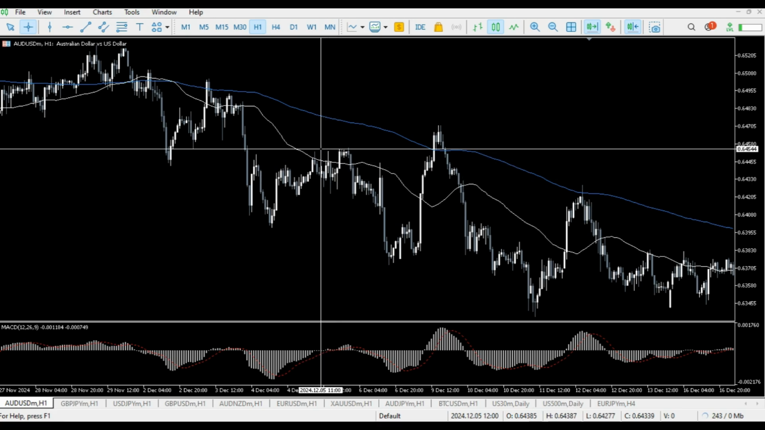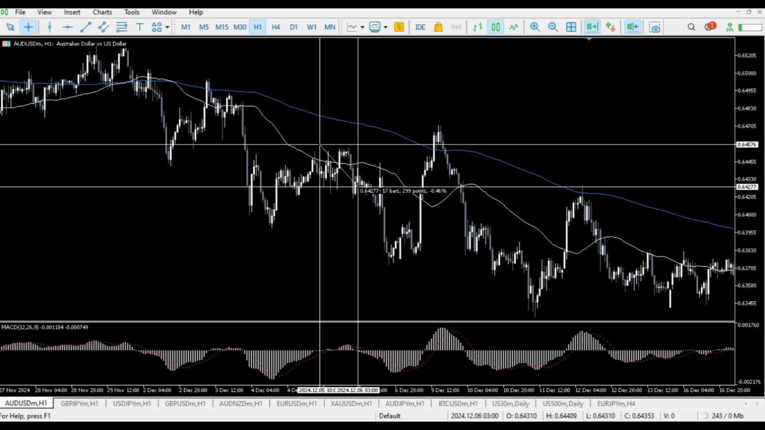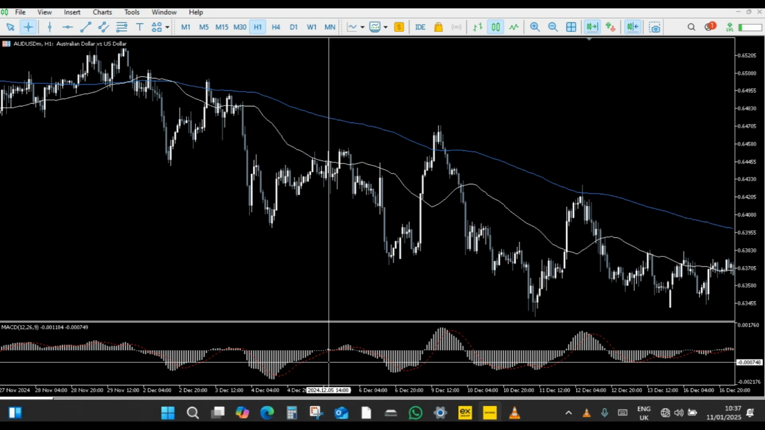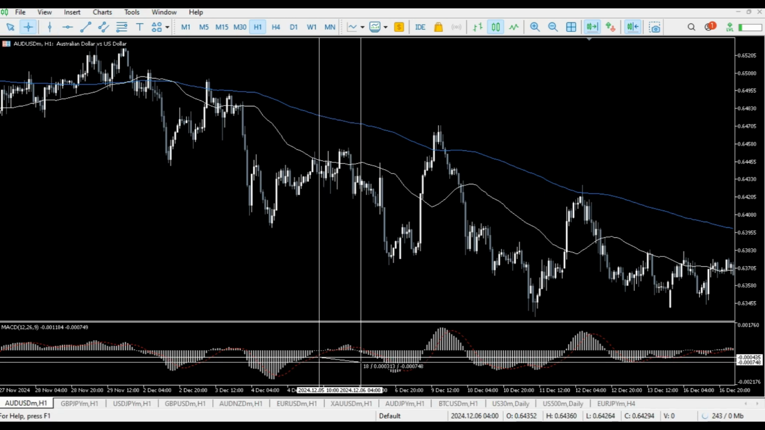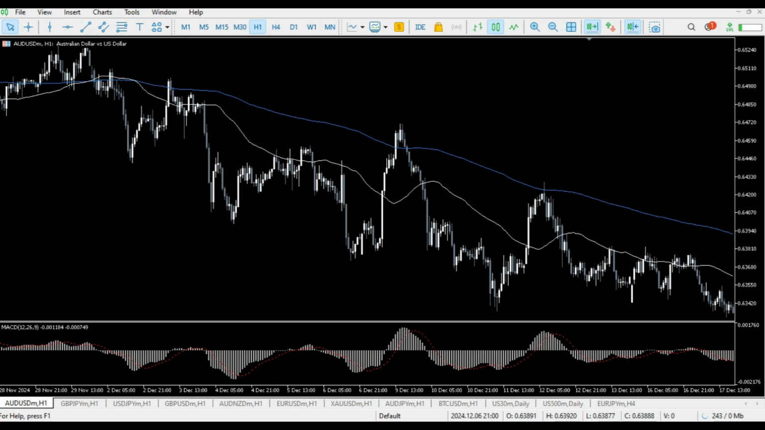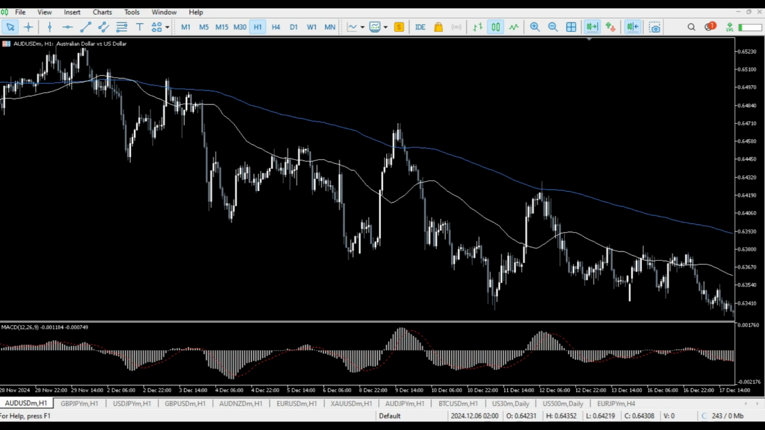If you look at this pullback over here, and if you keenly look at the MACD as well, the MACD showed a downward movement across, down below, and then the pullback did not touch the 200 moving average. For me, this indicates the start of a continuation in the trend. The pullback did not touch the 200 EMA, and this indicates volume in the trend.